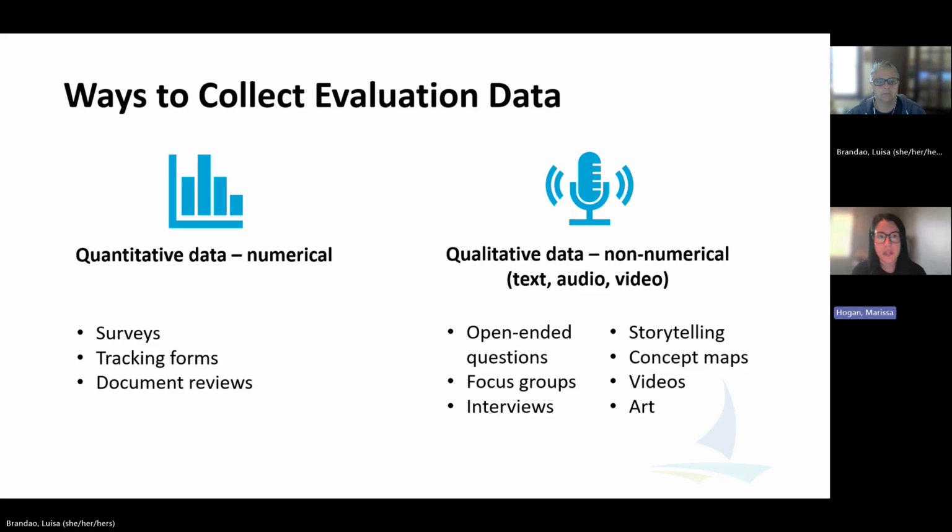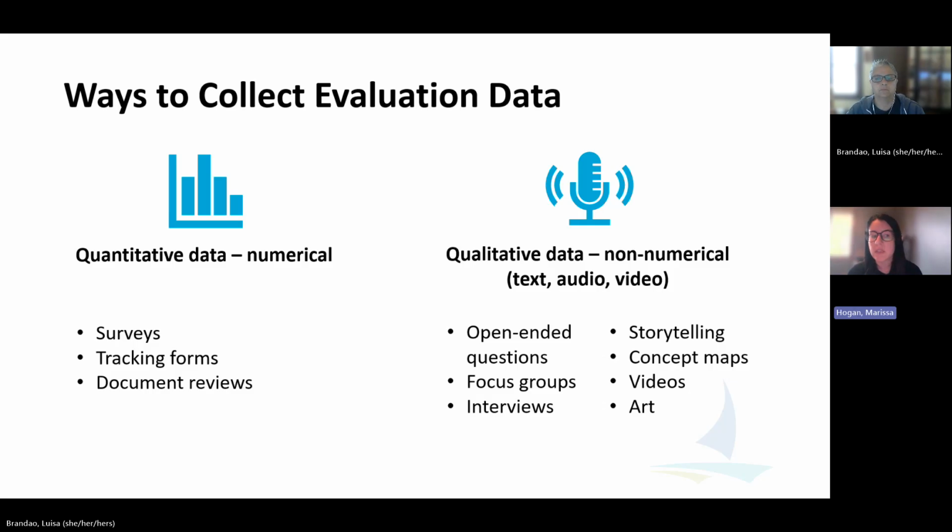So as I mentioned, there's several ways to collect evaluation data. It doesn't have to just be surveys. A lot of times you'll hear about quantitative data versus qualitative data. So quantitative data, when we think about that, it's the numerical data. So it's counts, percents, rates, those numbers. And when we're collecting quantitative data, there's several ways to do that. And there's even more ways to collect quantitative data than what I have listed on this slide.